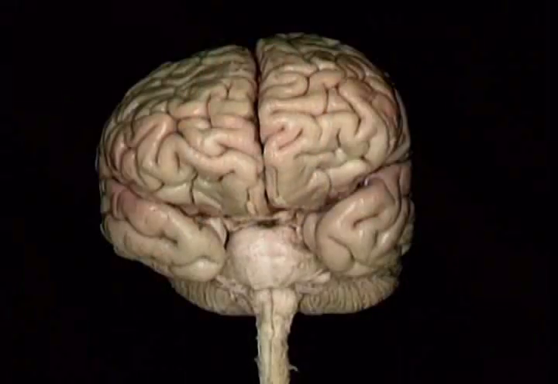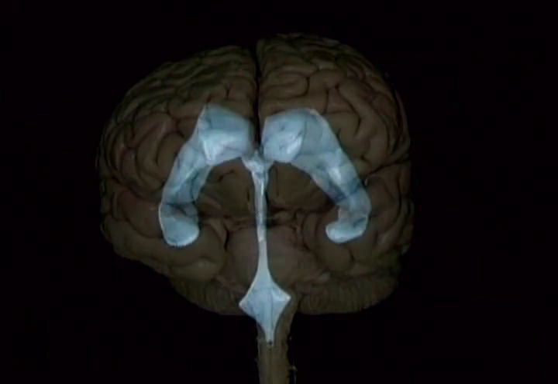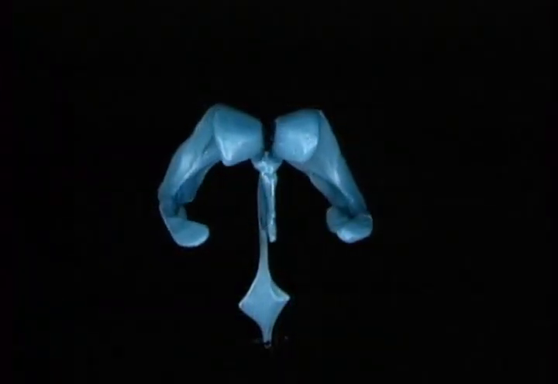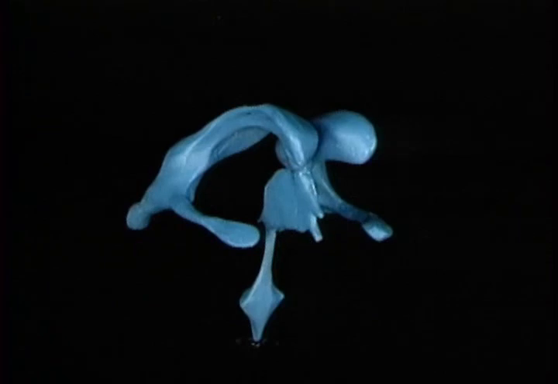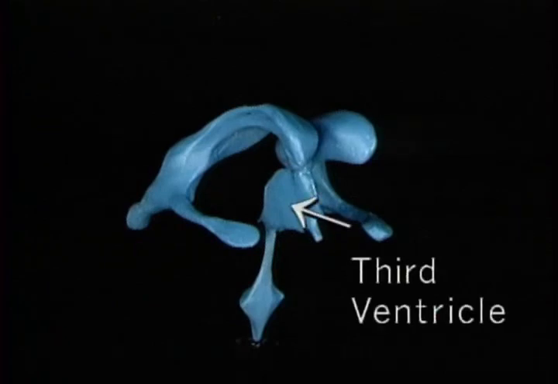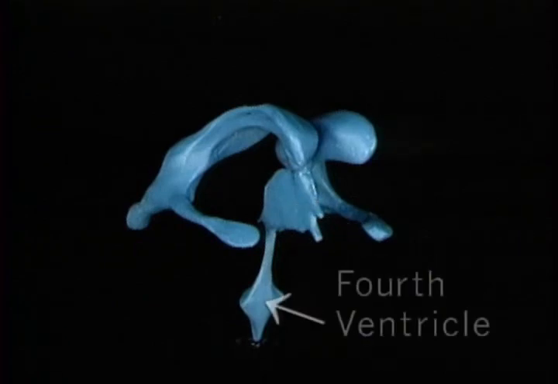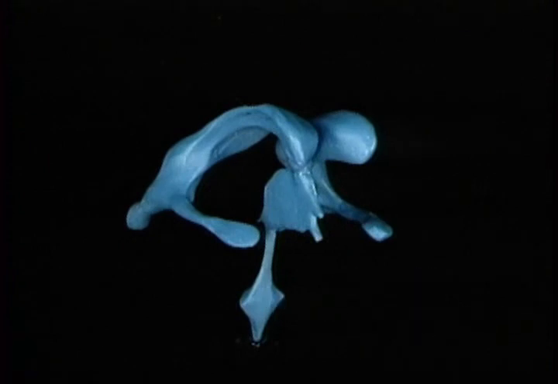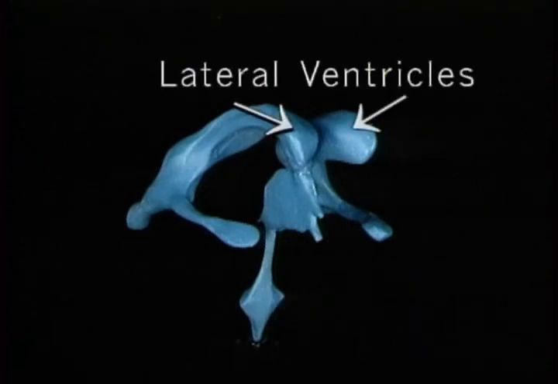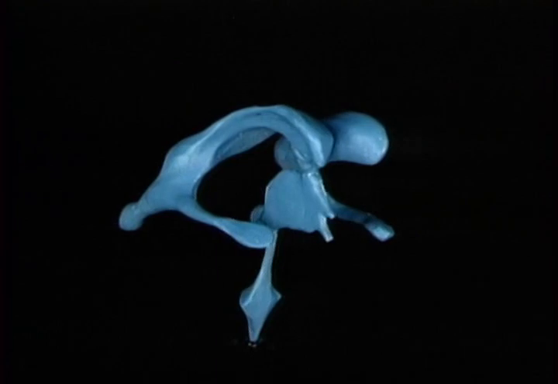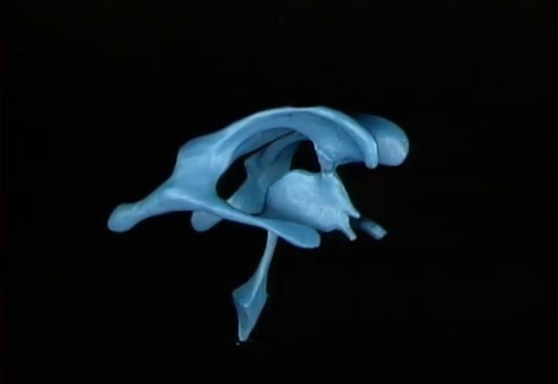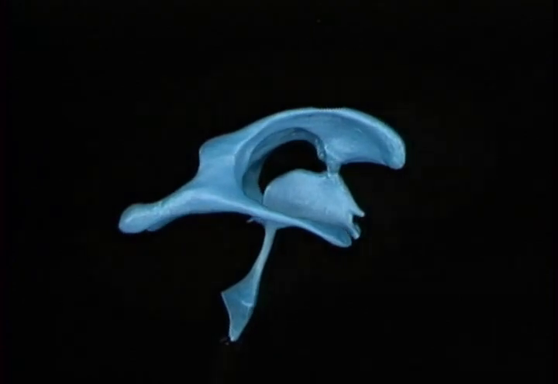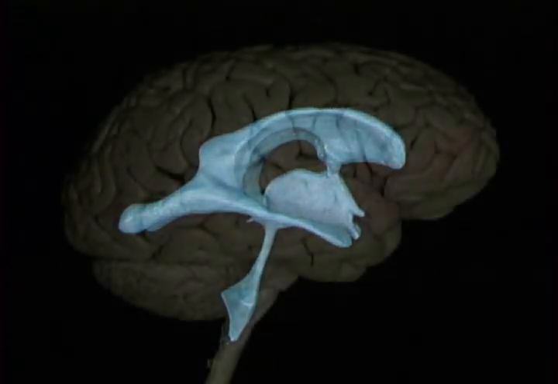We'll look at the main external features of the brain and also at the cavities within it, the ventricles. This model shows the shape of the ventricular system. It's formed by two small cavities in the midline, the third ventricle and the fourth ventricle, and two much larger cavities, the lateral ventricles, which connect to the third ventricle here. It's the third ventricle because the lateral ventricles are counted as the first two.